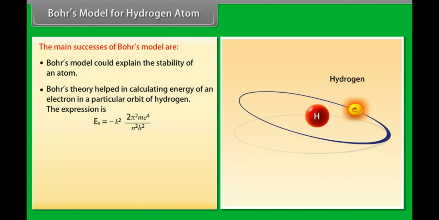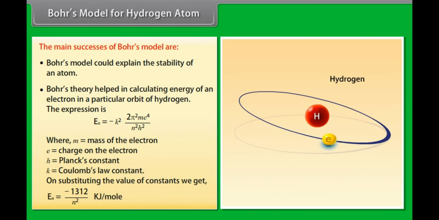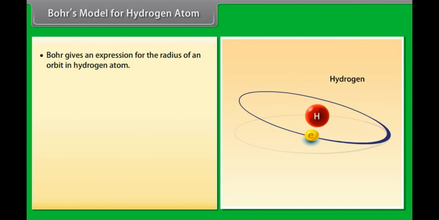The expression is En = −k² · 2π² · m · e⁴ / (n² h²), where m is mass of the electron, e is charge on the electron, h is Planck's constant, k is Coulomb's law constant. On substituting the value of constants, we get En = −1312/n² kilojoule per mole. Bohr gives an expression for the radius of an orbit in hydrogen atom. Rn = n² h² / (4π² k m e²).